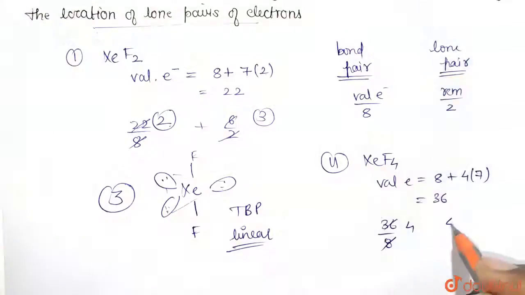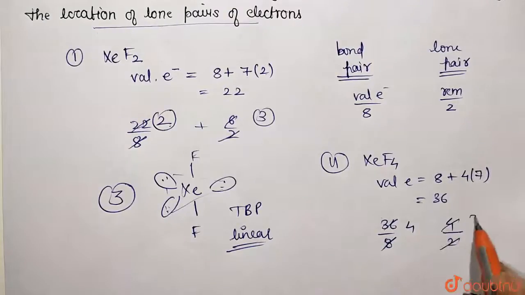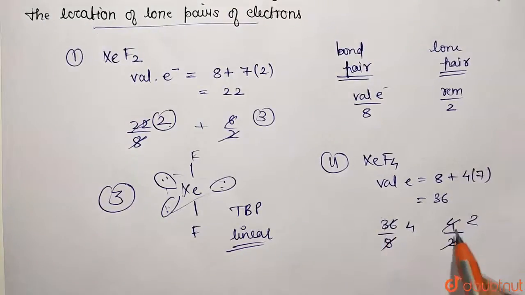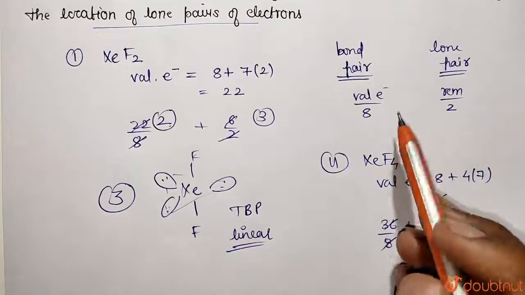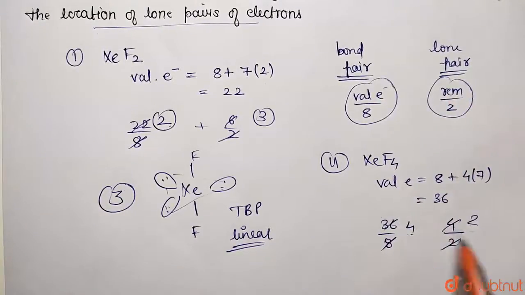That remainder will be divided by 2. So 8 fours are 32, remainder is 4, and 4 divided by 2 is 2. This is the method we are following. Just keep in mind these 2 points so that you can understand. So we have 4 bond pairs and 2 lone pairs.